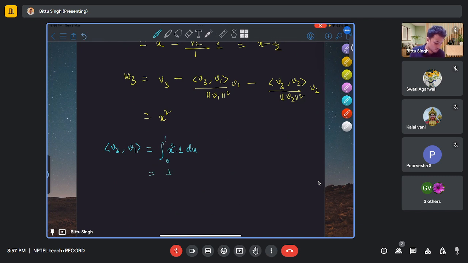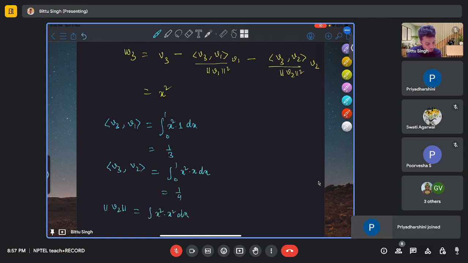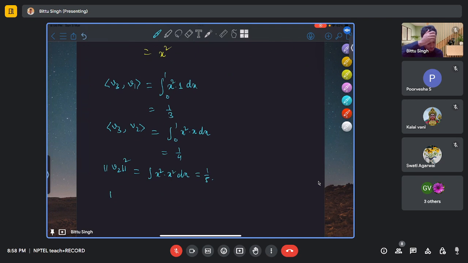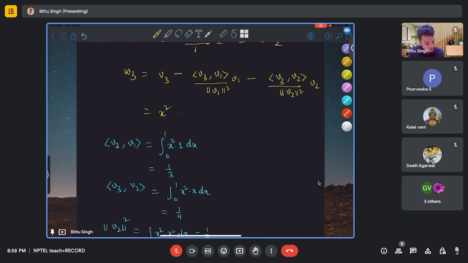The integral of x squared dx is 1/3, right? And V3 inner product V2 is the integral from 0 to 1 of x squared times x dx, x to the power 4 by 4, that is 1/4. And similarly, the norm of V1 we know. What is the norm of V2? The norm of V2 squared means x times x dx, which is 1/3. We don't need it now, but the norm of V3 squared is x squared times x squared dx, so it is 1/5.